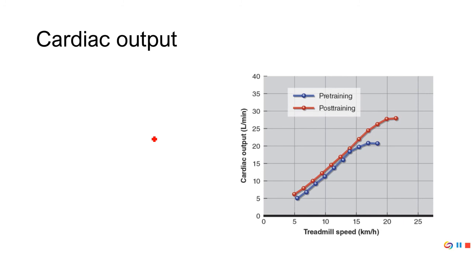Okay, so look at this figure here. On the x-axis, we've got intensity as measured by treadmill speed. On the y-axis, we have cardiac output. Now, notice that essentially cardiac output is the same for a given intensity, but we hit a much higher plateau after training. So max cardiac output in the blue is about 20 liters a minute, and in this case, after training, it's about 28 liters a minute. So that's like a 40% increase.